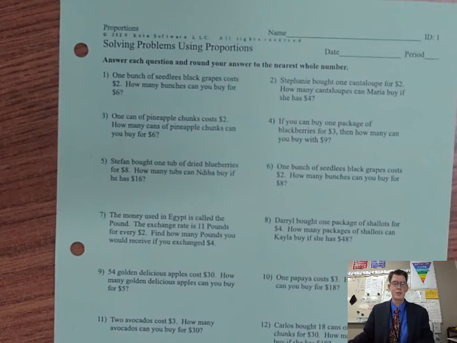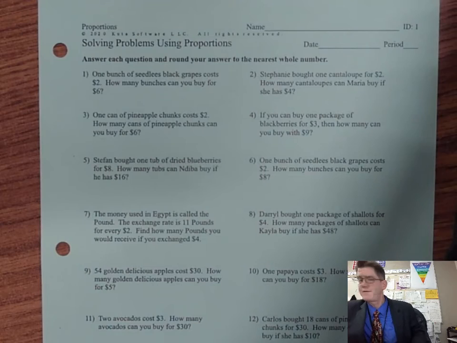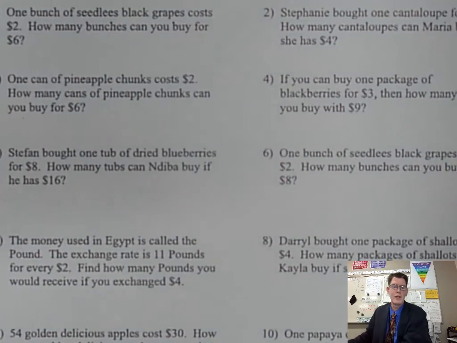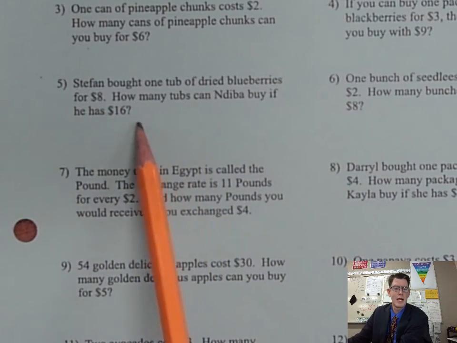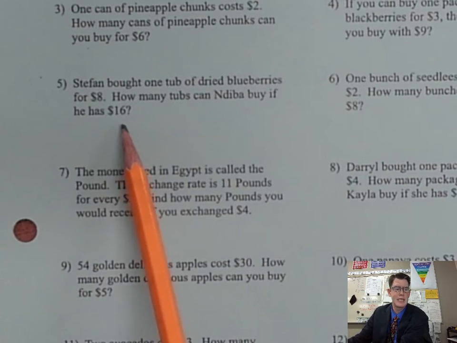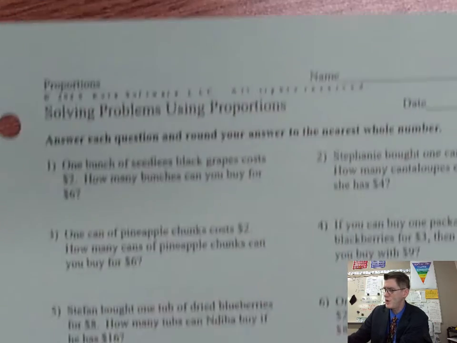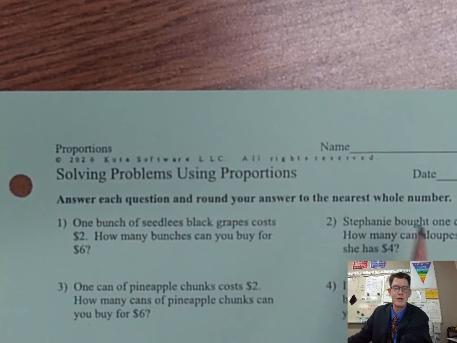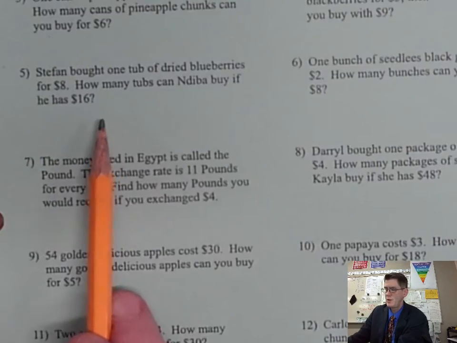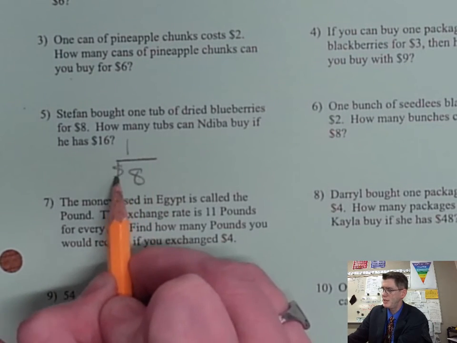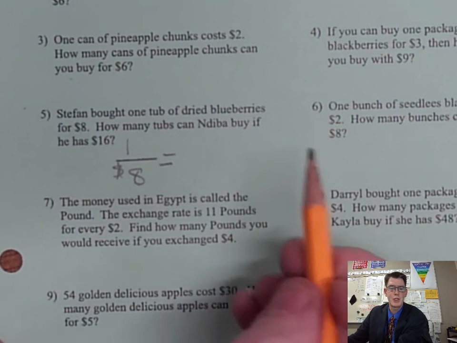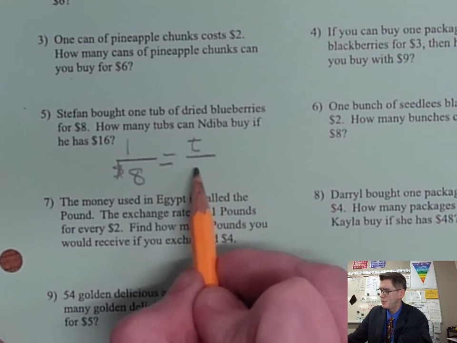Okay? So with that information, we then move to solving proportions. And on this worksheet, for example, it's a matter of using the one that works best. On this one, I've got 1 tub of blueberries for $8. How many tubs for $16? It's solving proportions and rounding your answer to the nearest whole number. So 1 tub is $8, and I can compare that proportionally to how many tubs for $16.